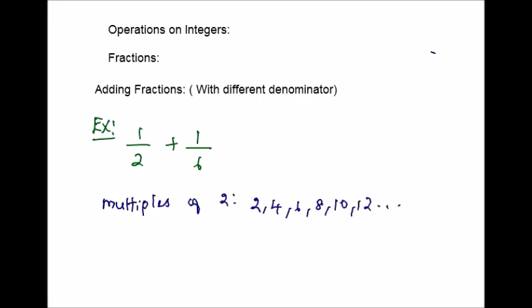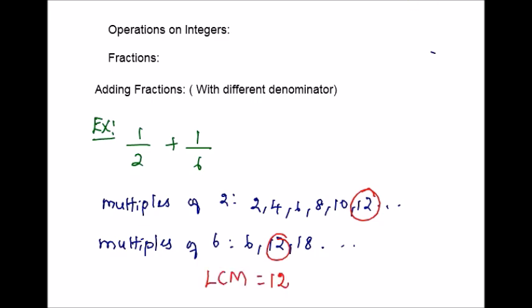These are the multiples of 2. Same way, let me list out the multiples of 6. Do you find any common number between the multiples of 2 and 6? Yes, 12. So the least common multiple of the denominators 2 and 6 is 12. We are going to make the denominators equal to 12. Using this least common denominator, we are going to write an equivalent fraction for 1 over 2. We do not need to write an equivalent fraction for 1 over 6 because 6 is the denominator for this fraction.